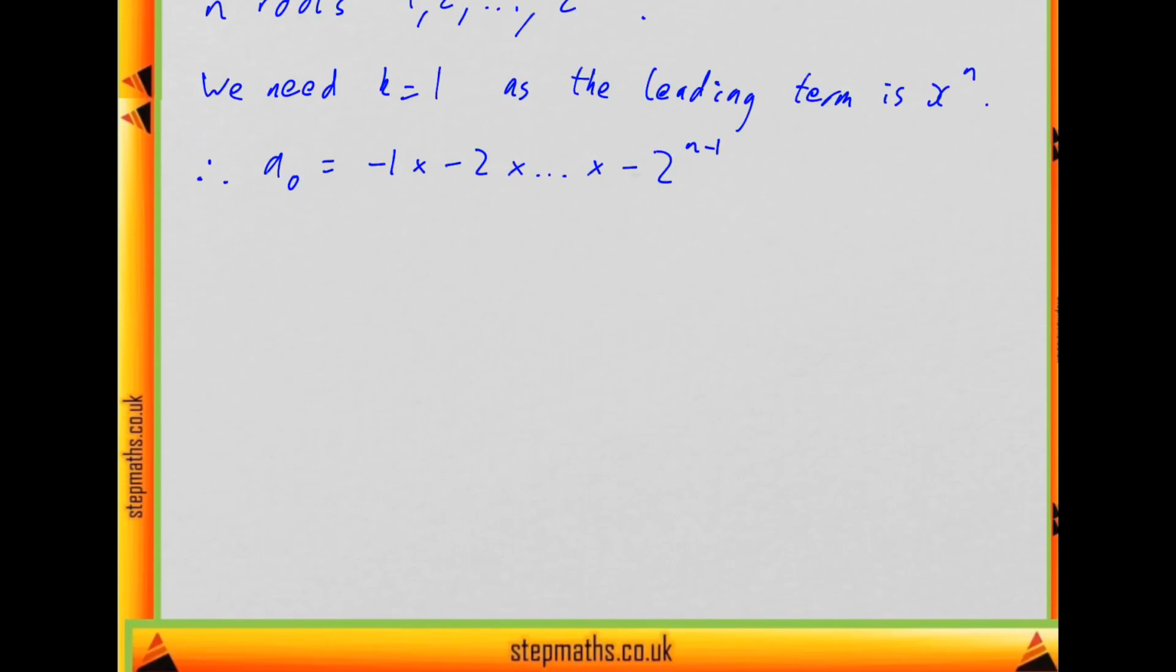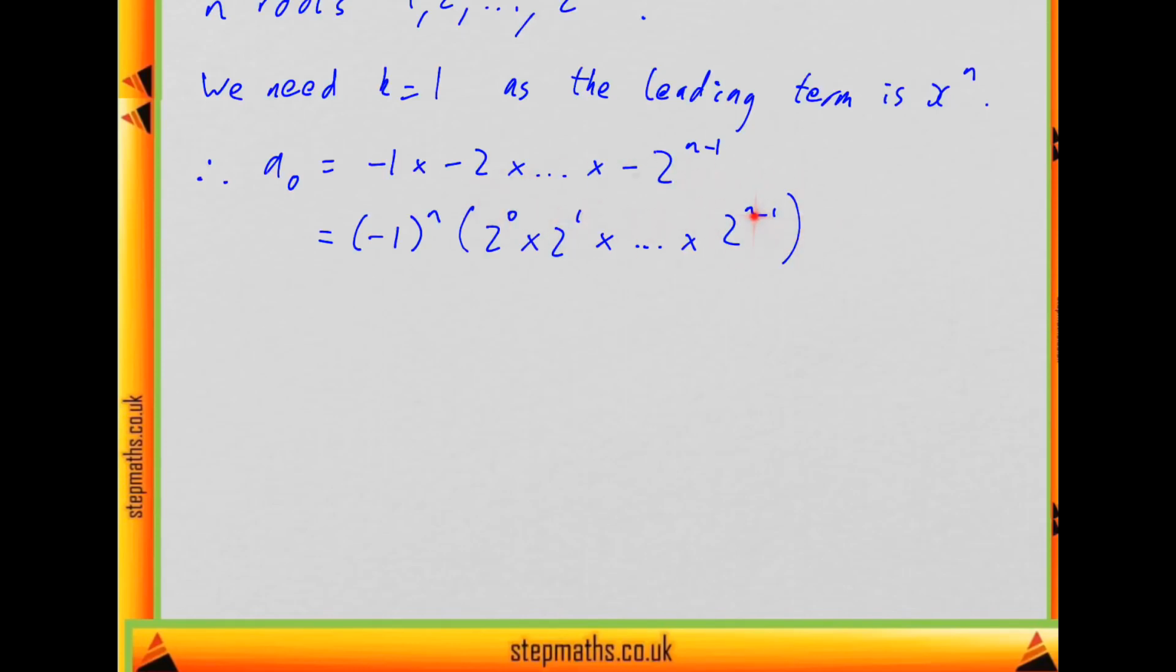So first things first, we've got all these minuses to worry about, and there's going to be n of them. So it's going to be minus 1 to the n. And then we've got to multiply all the powers of 2. So I'm writing these powers of 2 as 2 to the 0, 2 to the 1, etc. Because when we multiply powers of 2, we can add the powers. So now I'm just going to add all these numbers in the powers. So I'm adding 0, 1, 2, 3, etc. all the way up to n minus 1.